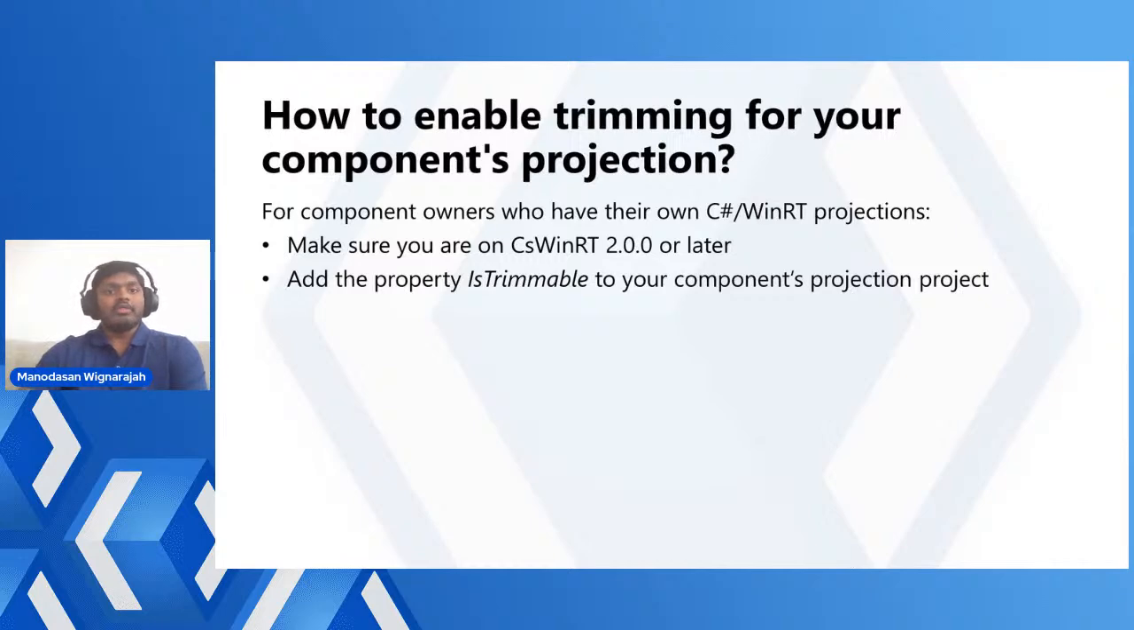Another thing I should call out is, if you have your own WinRT component and you ship your own C#/WinRT projection for it, you may want to consider enabling trimming for that. Depending on how big the binary size is, it may help any consumers of your library. To do that, you will need to adopt C#/WinRT 2.0 in order to build your C#/WinRT projection for your WinRT component and add the IsTrimmable property to your component projection project. After that, any consumers of your C#/WinRT projection will get the trimming benefit that C#/WinRT 2.0 provides.